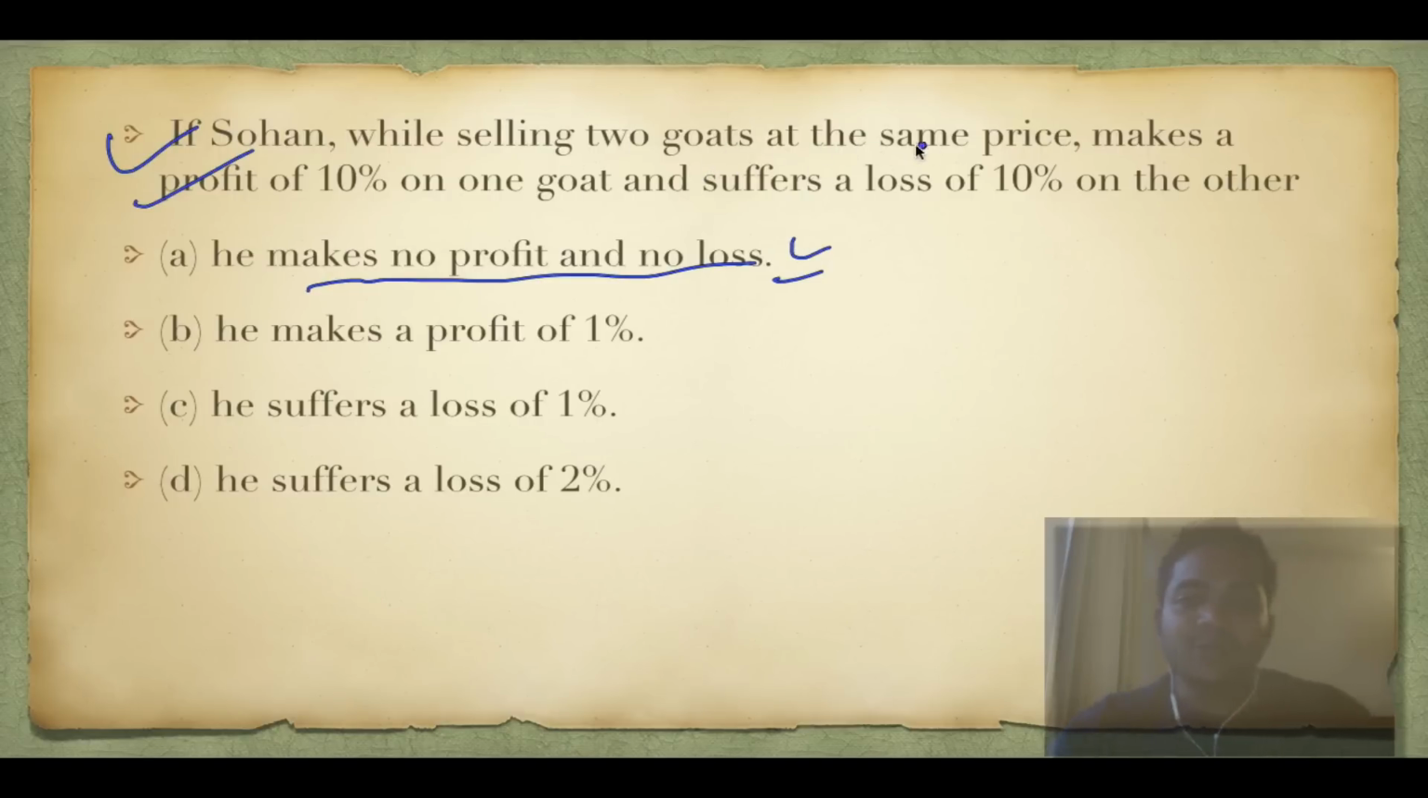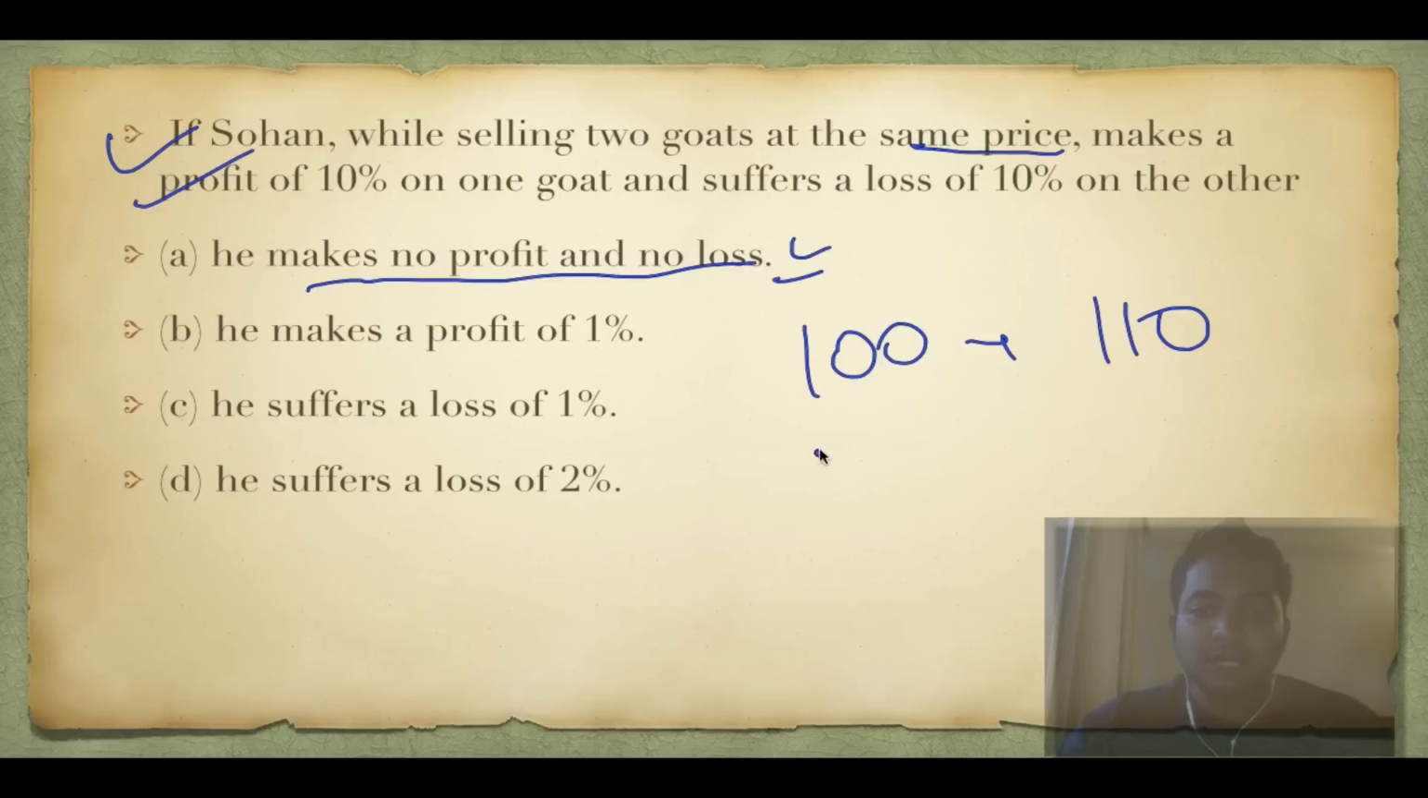They are selling 2 goats at the same price. Assume you are Sohan, you are selling 2 goats at the same price. So let's say the first goat sells at a profit of 10%. So let's say the first goat is worth 100 rupees. You are selling it at 110. Is that understood? Now the second goat, you do not know how much it is worth, but you are also selling it at 110. Is that understood?